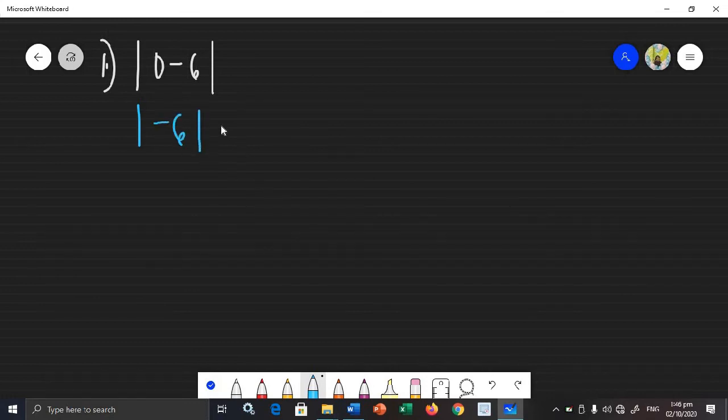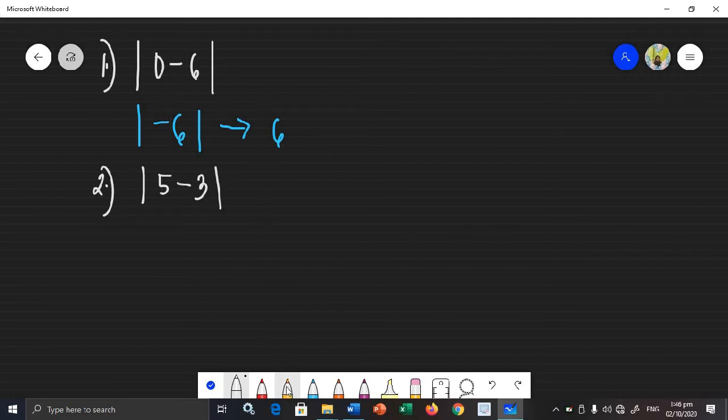What is the absolute value of negative 6? That is 6. Positive 6. Okay, ganun lang po siya kadali. And then, number 2. Let's say we have the absolute value of 5 minus 3.